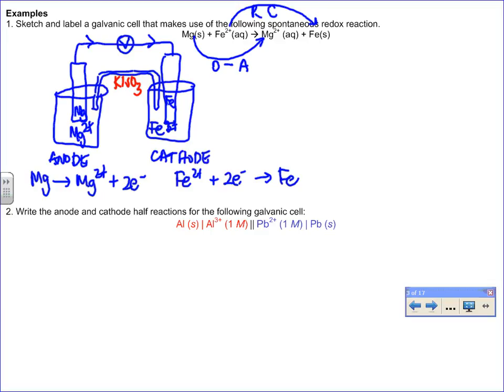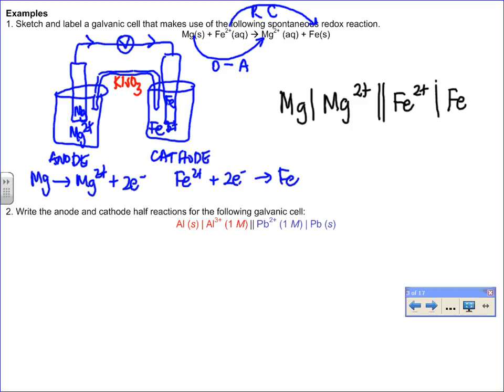Now, to do the cell notation for this, we need to make sure that the anode is on the left. Okay? For this galvanic cell picture, we could have drawn it the other way. It wouldn't matter as long as we show the correct direction of the electrons. But with cell notation, it is a must that we have the anode on the left, and in this case, we've got a magnesium bar in a magnesium solution connected by a salt bridge to an iron solution which has an iron cathode in it.